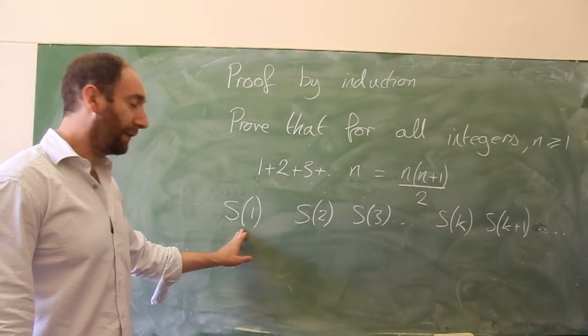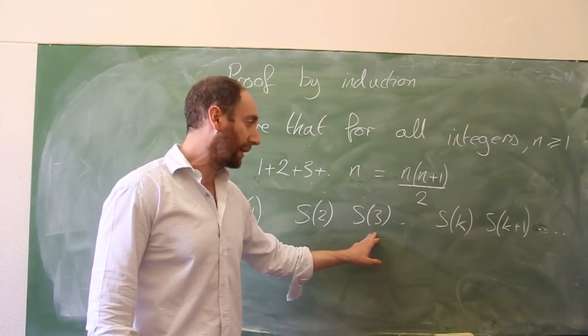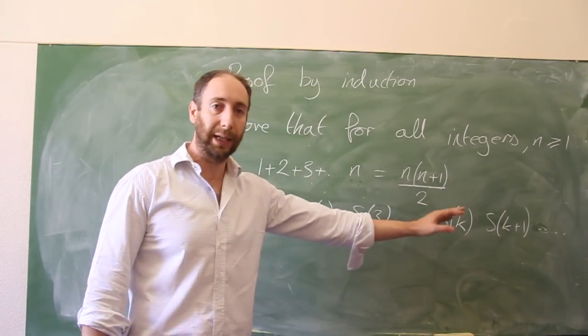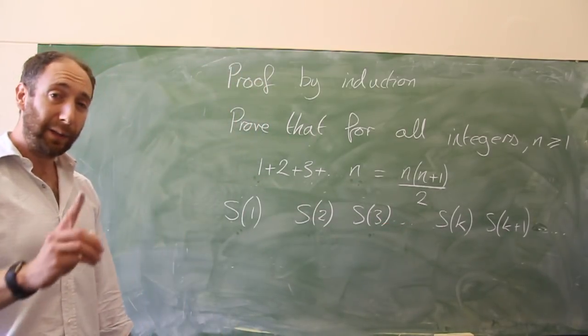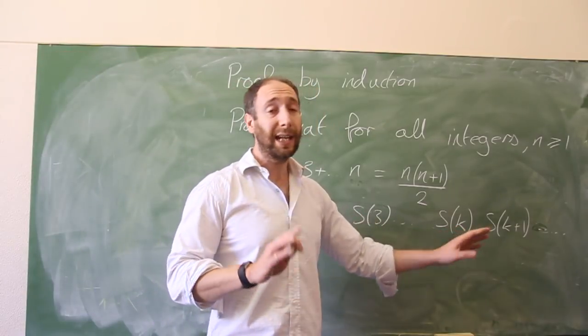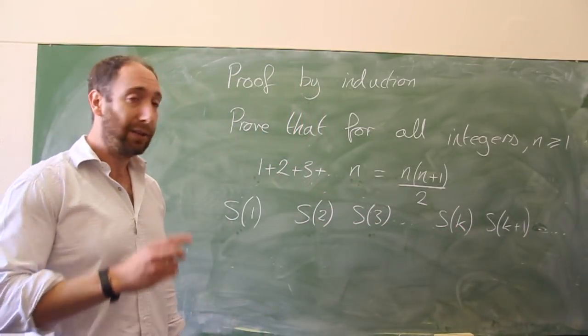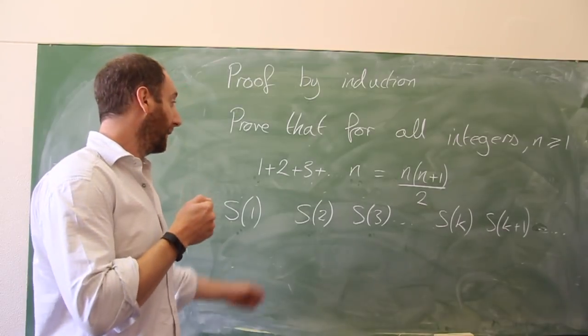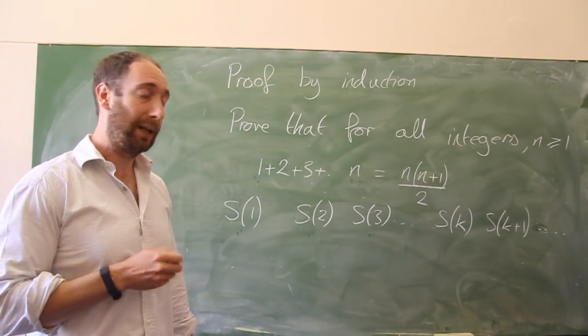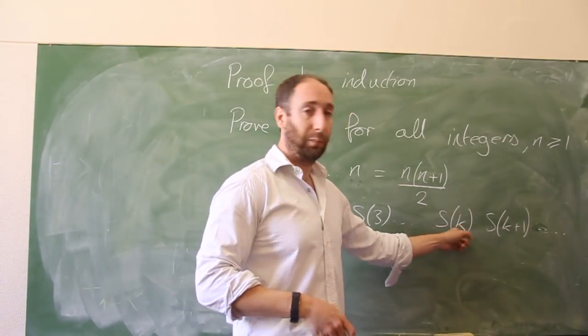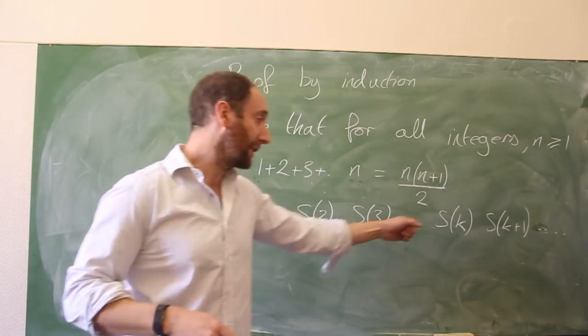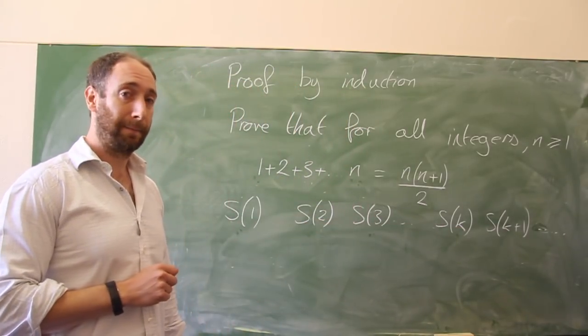In the same way that we had a first domino, and a second domino, and a third domino, and a kth domino, and a k plus 1th domino. Now, the important thing here is that k isn't any particular value. It's not some particular value of n here. It's any n. We just call it k. And the next one, if that's k, is k plus 1.